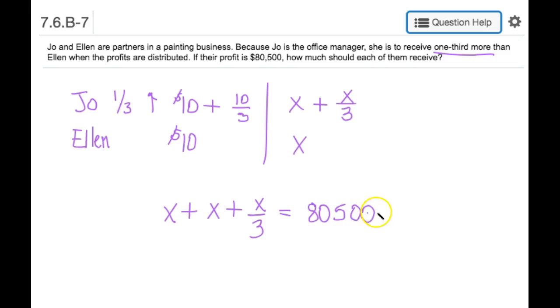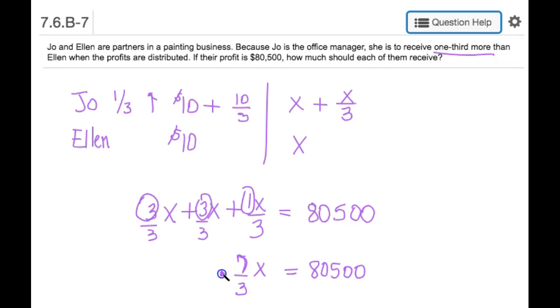I think that's probably the hardest part to understand. From here, we're just getting common denominators. So 1x is the same as 3/3 x. I'm going to convert those to 3/3, and the reason I did that is I saw this 3 in the denominator, and I need to have a 3 in all of my denominators, so that I can add the coefficients 3, 3, and 1 to get 7/3 x. It's supposed to be a 7, it doesn't really look like one. And that would equal 80,500.